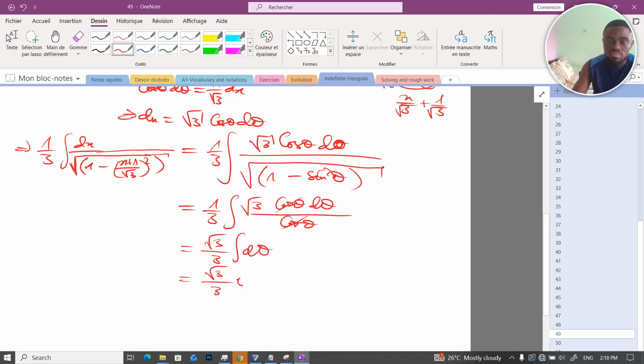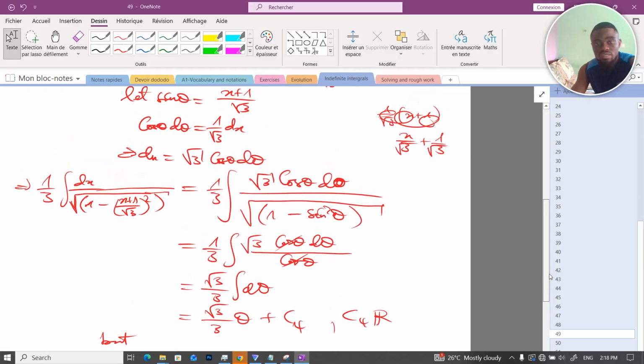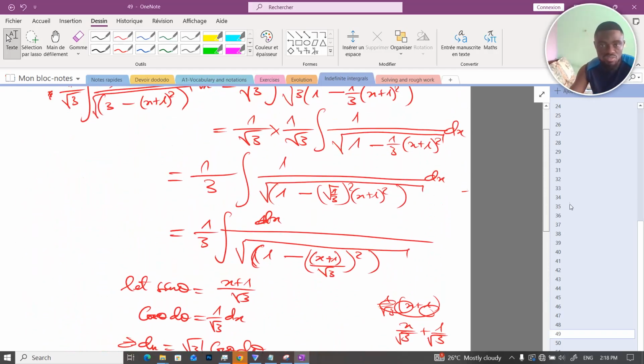This is simply equal to root 3 on 3. Integral of d theta is theta plus our constant, let's call it c4, where c4 belongs to the set of real numbers. But our sine theta, the integral is in terms of x, so we'll have to leave it in terms of x.